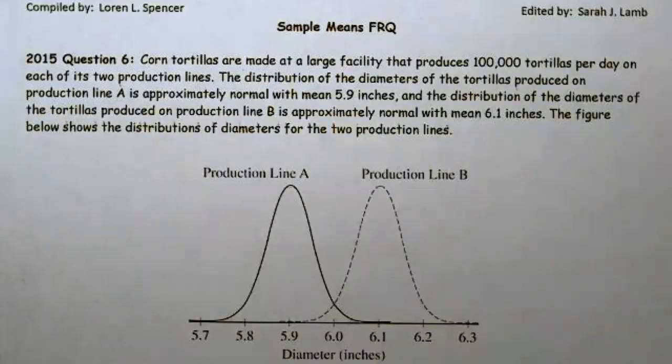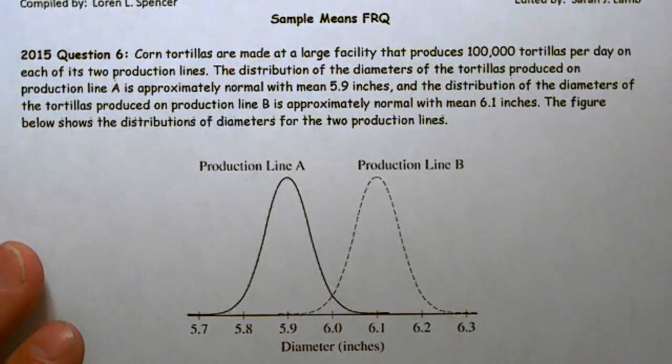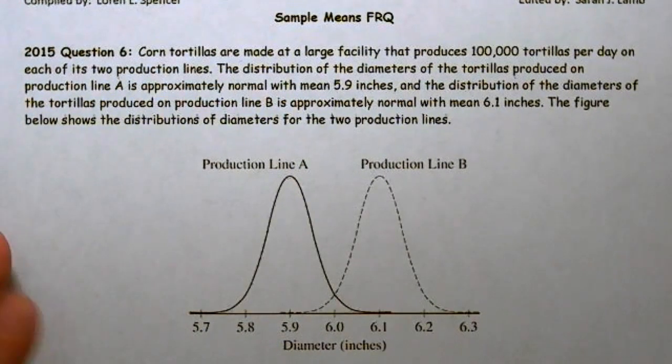Okay, this is a 2015 question 6, so it's an investigative task, and it's focused on the normal distribution and the distribution of means and what variability may be associated. It's basically a pretty good problem for understanding. And truthfully, it's not one of the more challenging investigative tasks.